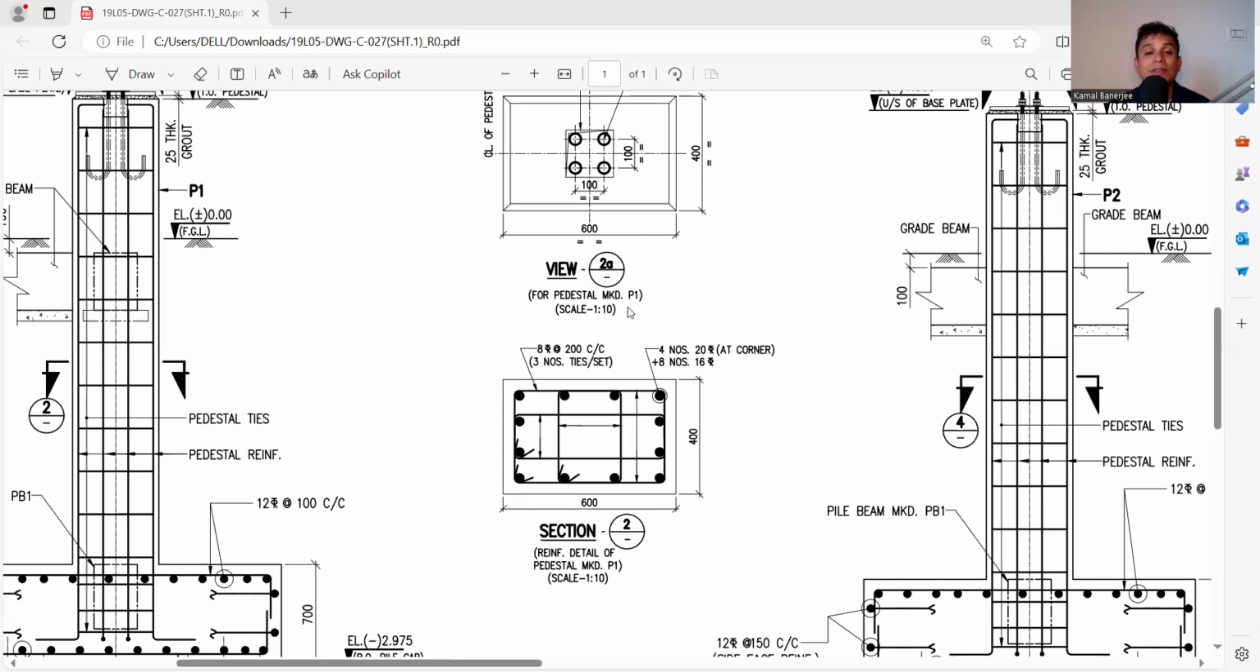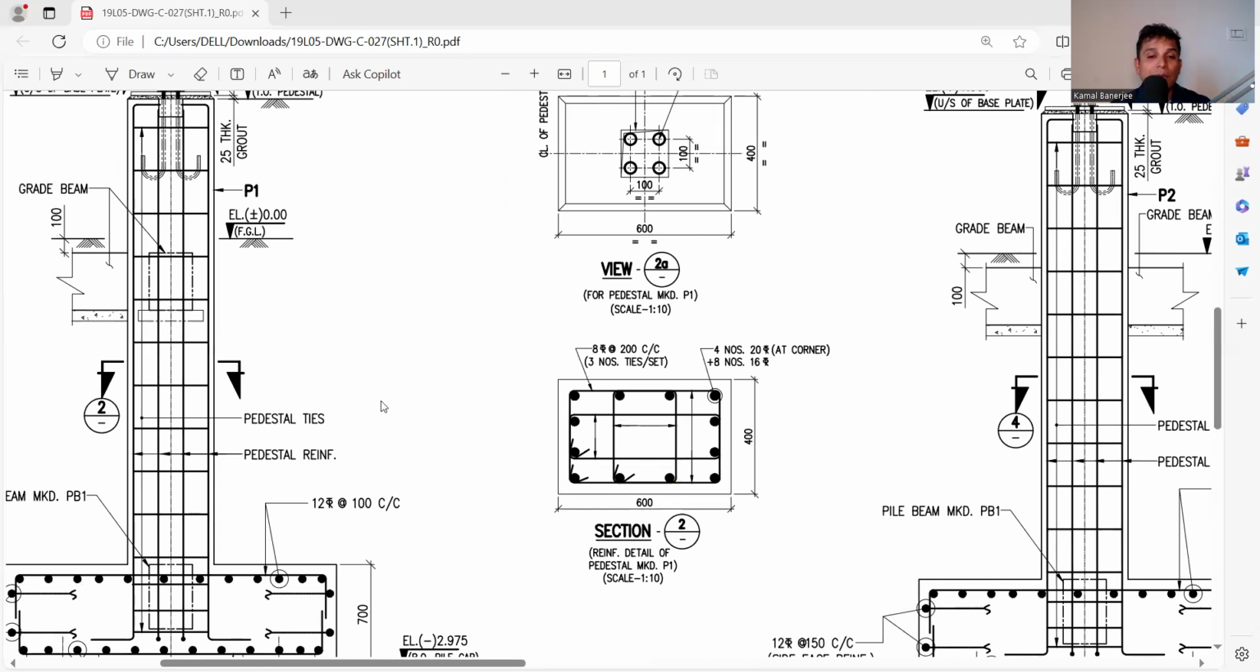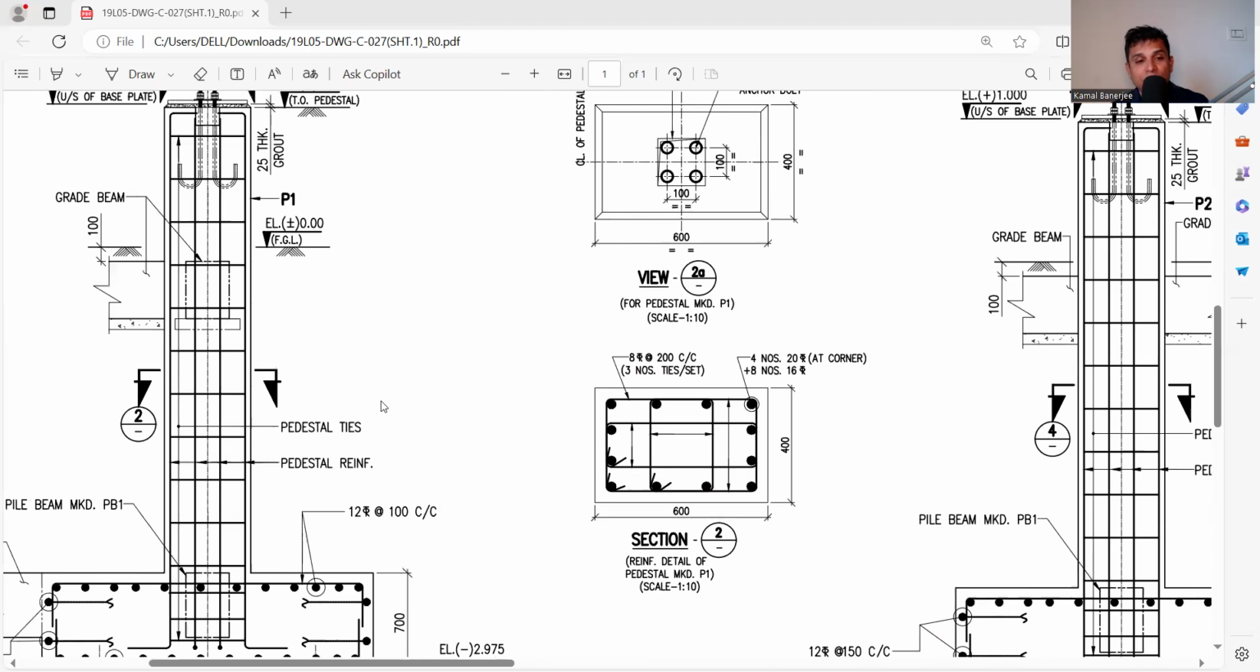And what is the ring dimension? 8 dia at the rate of 200 centre. So from here we can find 3 number set, 8 dia and 200 centre. So we are getting everything: what is the dimension of the column, what is the dimension of the pile cap beam, what is the pile cap reinforcement and everything. Now we need to prepare the bar bending schedule. Let's jump into the bar bending schedule sheet.